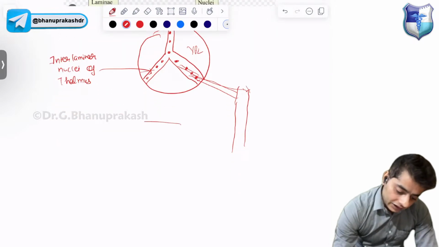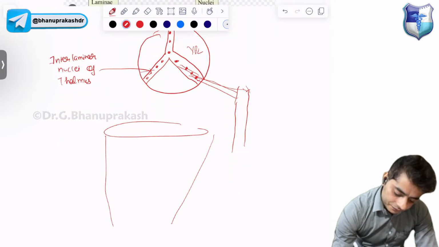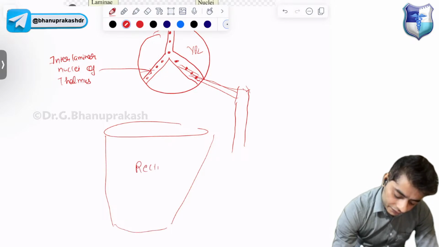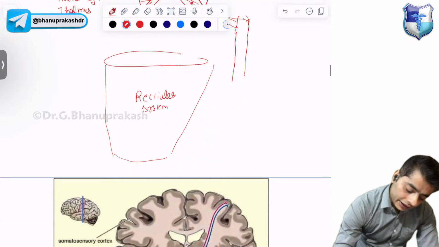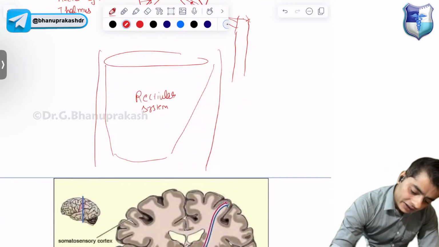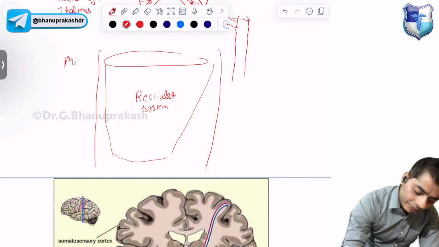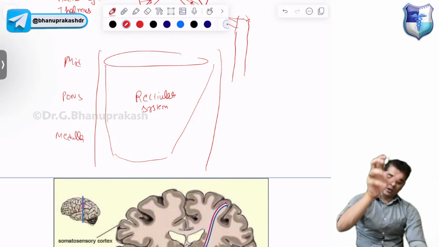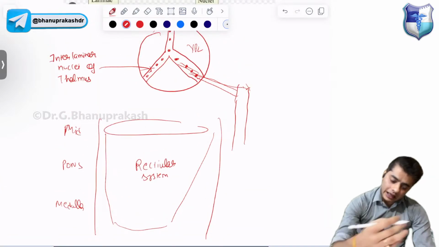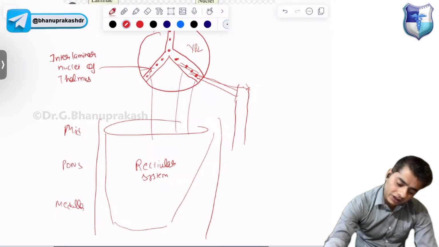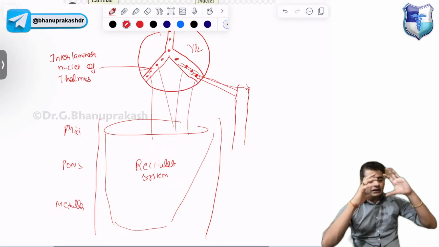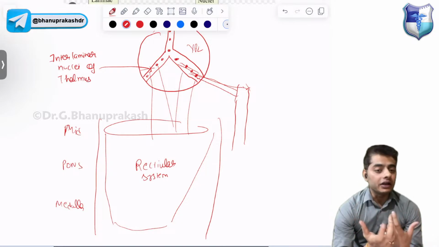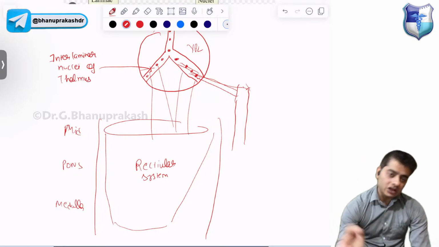Now, I have told you that there is a reticular system. This is the reticular system. It extends along the full brain stem. There is the midbrain, this is the pons, and there is the medulla. This reticular system is in the midbrain, pons, and medulla. Now, this reticular system also has some connections with the interlaminar nucleus of the thalamus. So that's how it amplifies the awakening, because the slow pain fiber also has a connection with the reticular system.